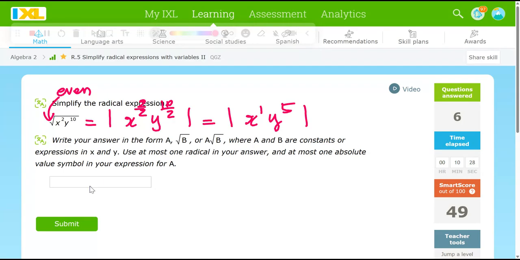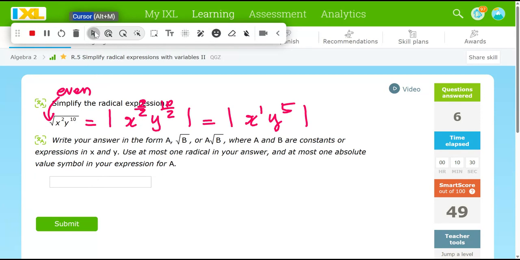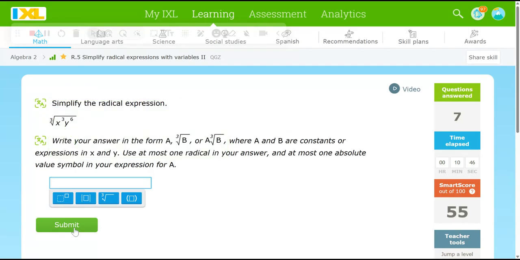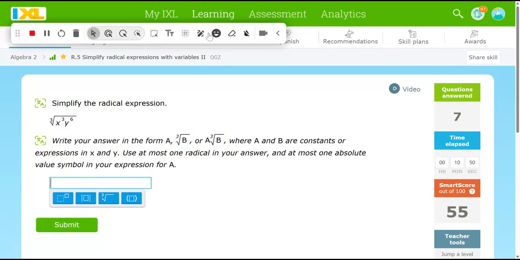So I go to the answer box over here. I put down the absolute value sign, I put x and then y to the 5th. That's it. X to the 1, you don't have to write it. You don't have to. All right? Submit. All right.